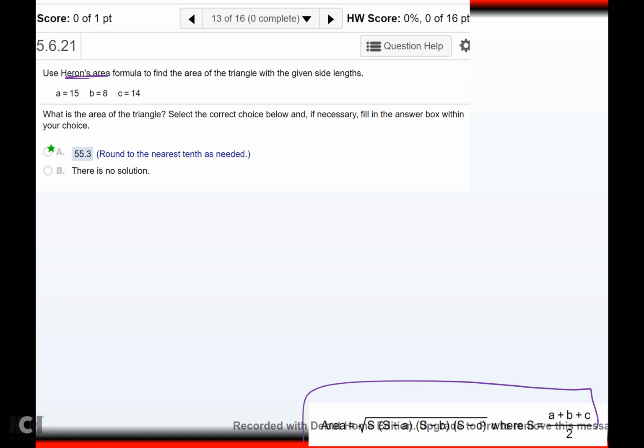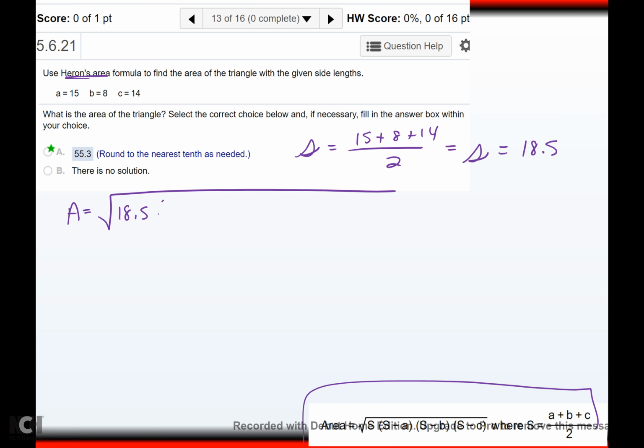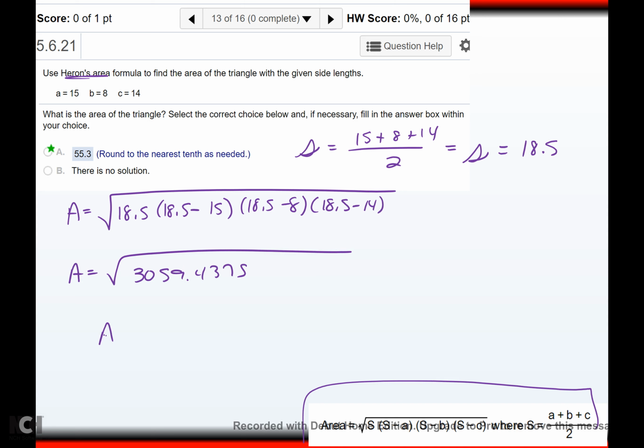Okay. Next, they give us 3 sides, so now we have to use Heron's formula to find the area of my triangle. And to do that, we have to find the semi-perimeter, which is add up the 3 sides and divide by 2, which gives me a semi-perimeter of 18.5. So now when I find my area, it's the square root of 18.5 times 18.5 minus A times 18.5 minus B times 18.5 minus C. If you type that all in, you get 3059.4375. Square root that, you get 55.3121822. They want it to the nearest tenth. Nothing's going to happen, so I get 55.3.